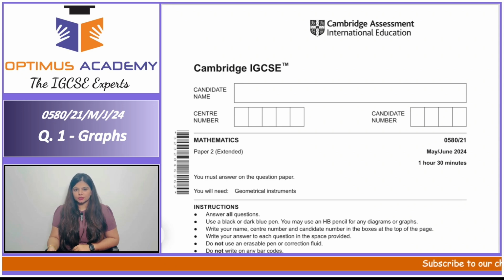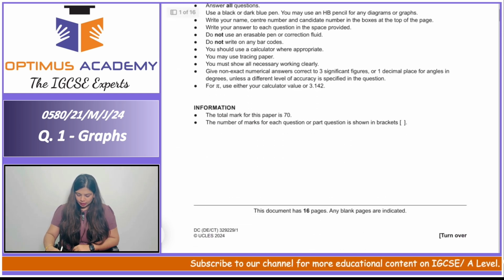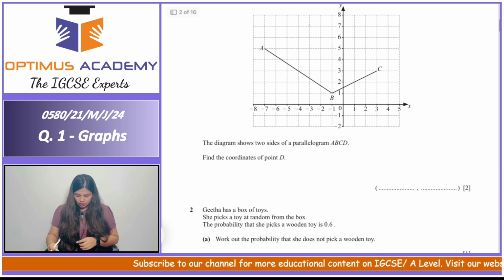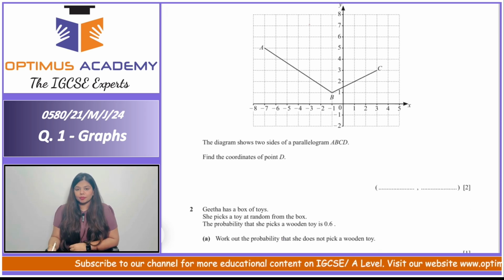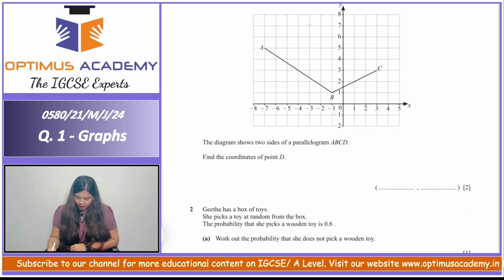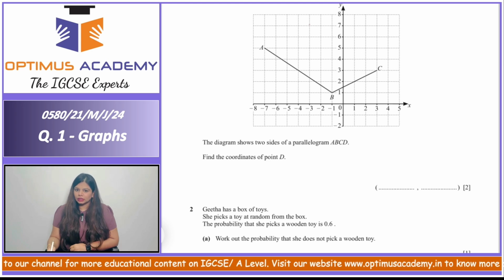Hello dear students, in today's session we are going to solve a paper from May-June 2024 series, and the paper code is 21. In this paper, the first question states that the diagram shows two sides of parallelogram ABCD. Find the coordinates of point D.